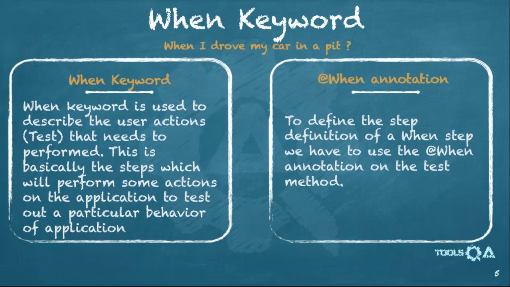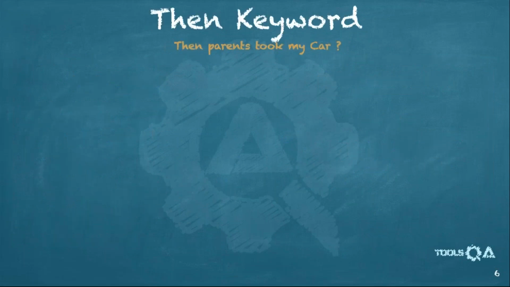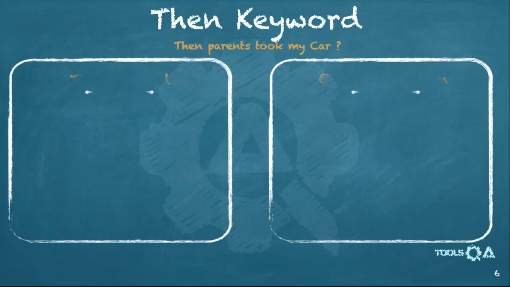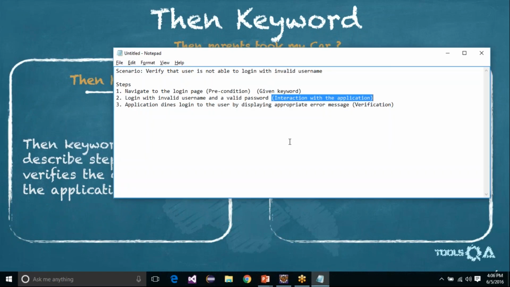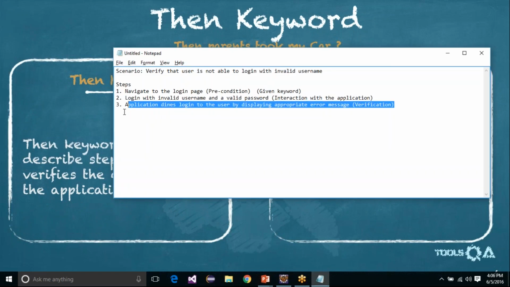Now let us move on in the slide and see what we have next. The next is the then keyword. The then keyword, as we described here, represents the final step in your test scenario. It talks about the verification of the output that you received from the application. It says that in the final step we will verify whether the application allowed the user to log in or not, right? So that is the verification step.